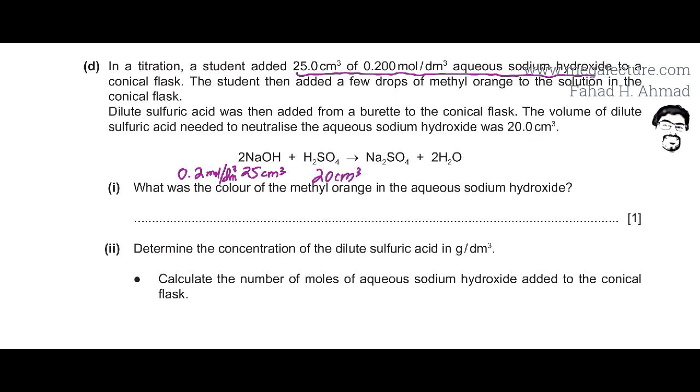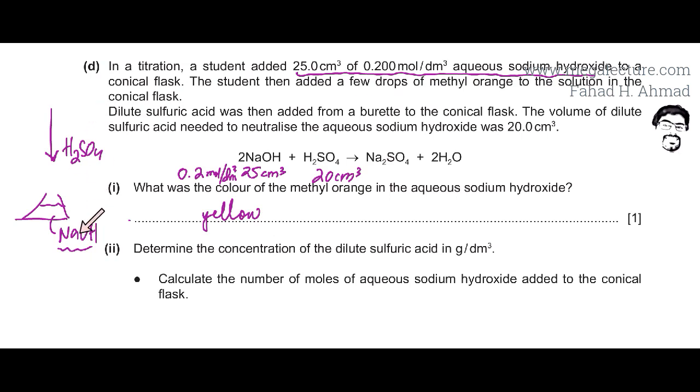Now the first part is, what was the color of the methyl orange in the aqueous NaOH? What's happening is you have a flask, and that flask contains NaOH, and you are adding sulfuric acid, H2SO4, from the top. So methyl orange is added to NaOH. Remember, methyl orange has a yellow color in alkaline solution. So initially, if you add methyl orange to NaOH, it's going to be yellow in color. And as you start adding sulfuric acid, when you add too much sulfuric acid, the solution would become acidic and the methyl orange would turn into red-orange color.